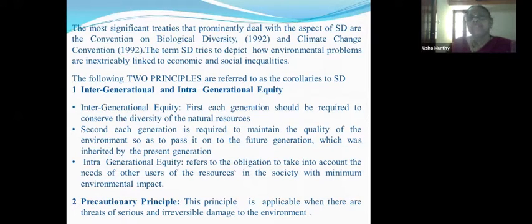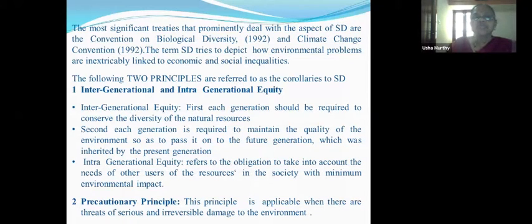And the principles of sustainable development. We have two basic principles. First one is intergenerational and intragenerational equity. Intergenerational equity says that, first, each generation should conserve the diversity of the natural resources. Second, each generation is required to maintain the quality of the environment so as to pass it on to the future generation, which they have inherited from the previous generation. The second, intragenerational equity, refers to the obligation to take into account the needs of other users of the natural resources in the society with the minimum environmental impact.